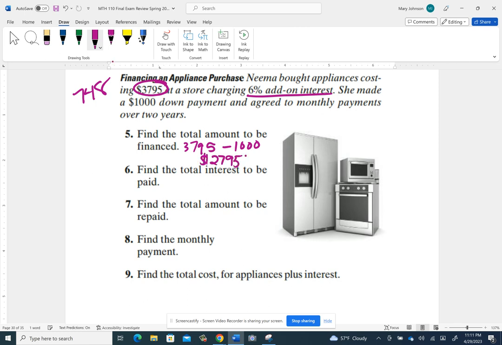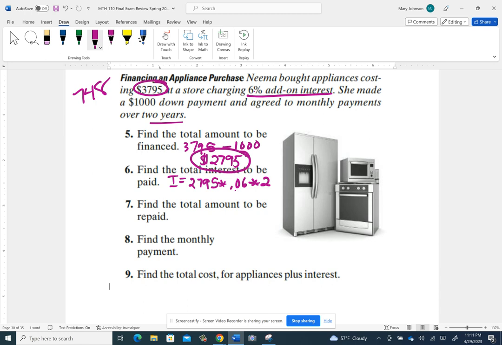So that would be my answer. 2,795 would be the answer to number 5. If I wanted to know the total interest she would have to pay, I could just use my simple interest formula. So the principal would be the amount of her loan times the interest rate, and then times the time. She's doing it for 2 years. So that's an annual interest rate, so make sure you're multiplying by the number of years.